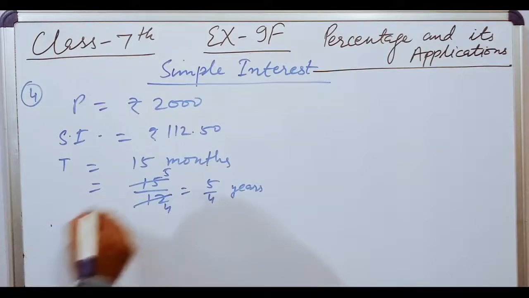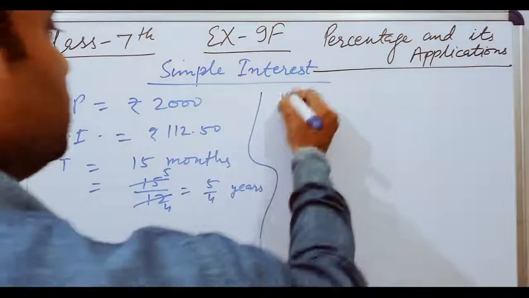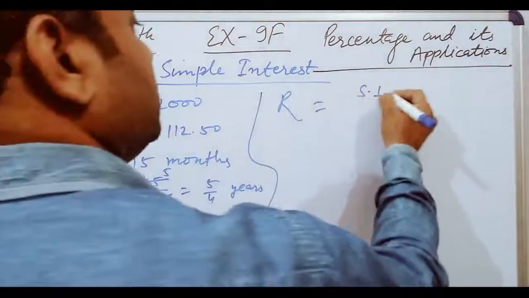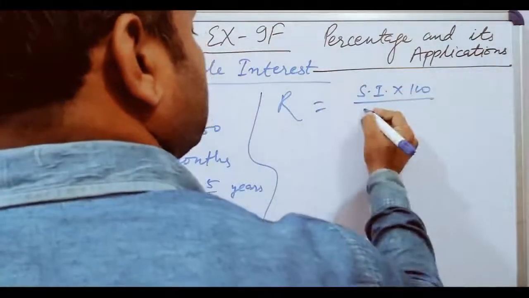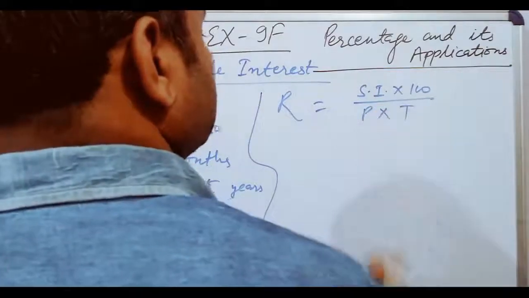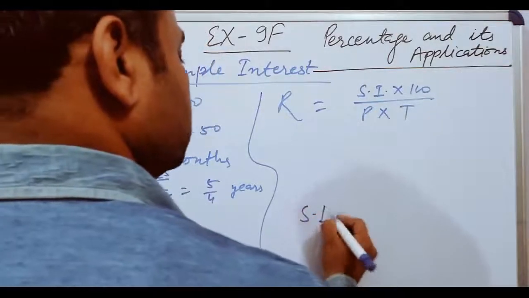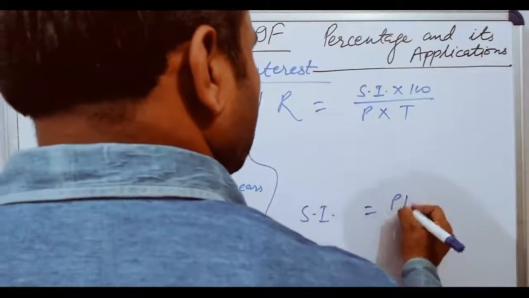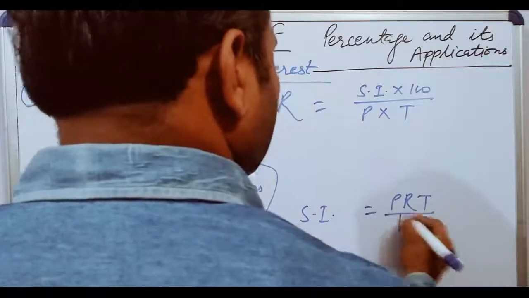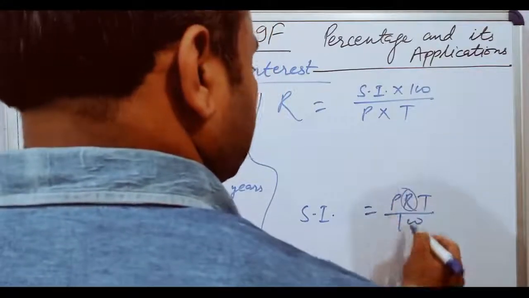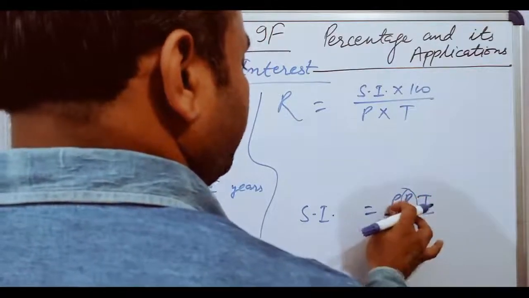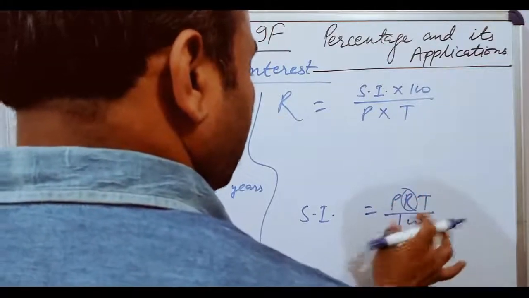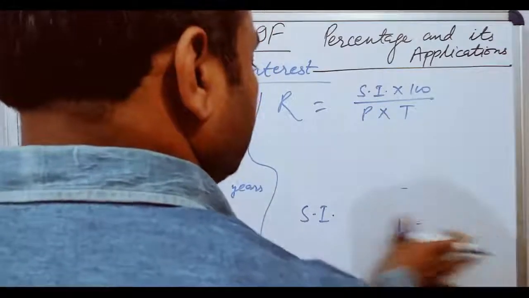When we find the rate, then rate equals SI into 100 upon P into T. Same formula, dear students. SI equals PRT upon 100. When we find R, by cross multiplication, R equals SI into 100 upon P into T. When we find P, then P equals SI into 100 upon R into T. Okay, the same formula we will use.